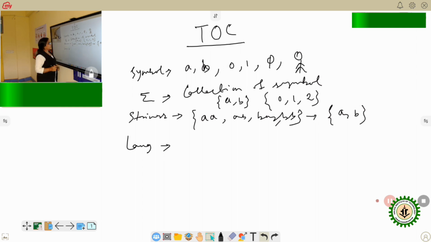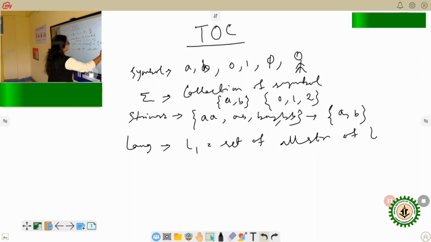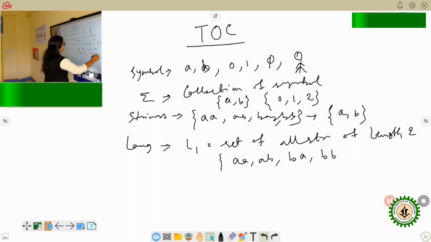Next comes language. We will see here. There are basically two types of language. One is finite language, another one is infinite language. Finite language: suppose I say in one set, the set of all strings of length 2. That means the language set can be AA, AB, BA, and BB. So only these 4 strings of length 2 are possible here. So this is a finite language.